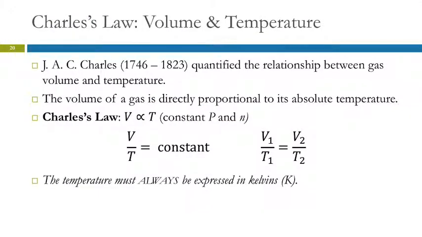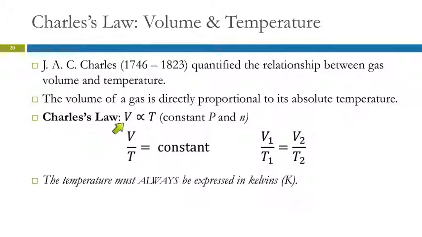Let's talk about Charles, J.A.C. Charles. He lived in the 17 and 1800s. He looked at the relationship between the volume of a gas and its temperature. And he found that the volume of a gas is directly proportional to its absolute temperature. So absolute temperature is the Kelvin scale. The Kelvin scale, 0 is the lowest theoretically possible temperature. So you can never have negative Kelvin temperatures. You're not going to have 0 either.